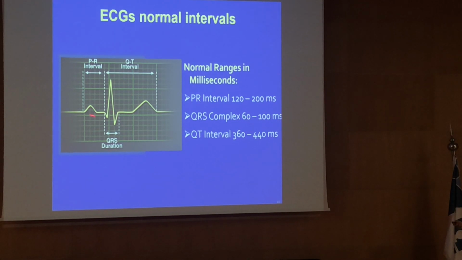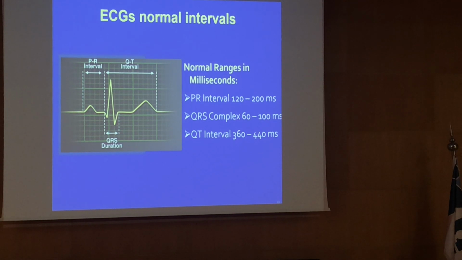Try to remember it in small squares. So PR, which is from the beginning of the P wave to the beginning of the QRS complex, is between 3 to 5 small squares. 3 means 120 milliseconds, where each one is 40. 5 means 200 milliseconds. So between that range it is normal; if it is shorter, it's abnormal. If it is longer, it's abnormal.